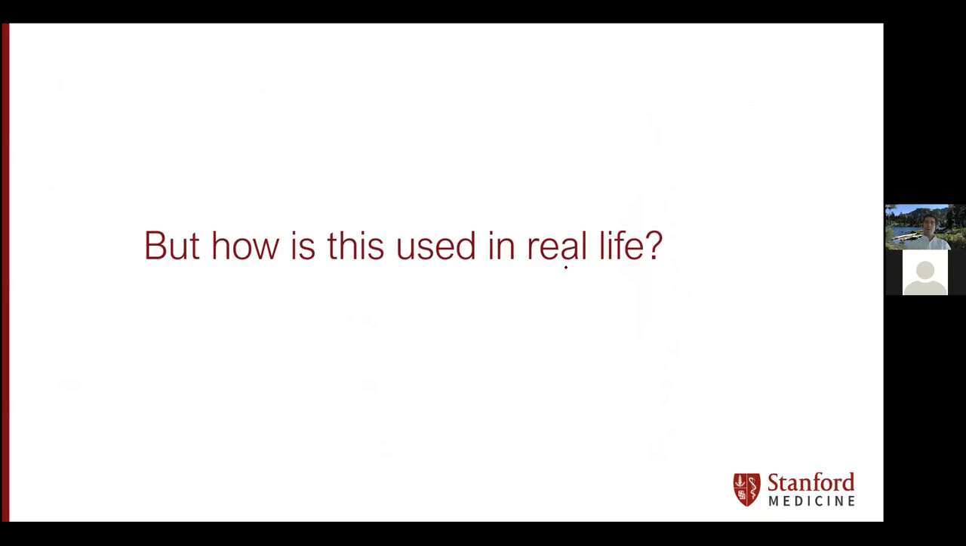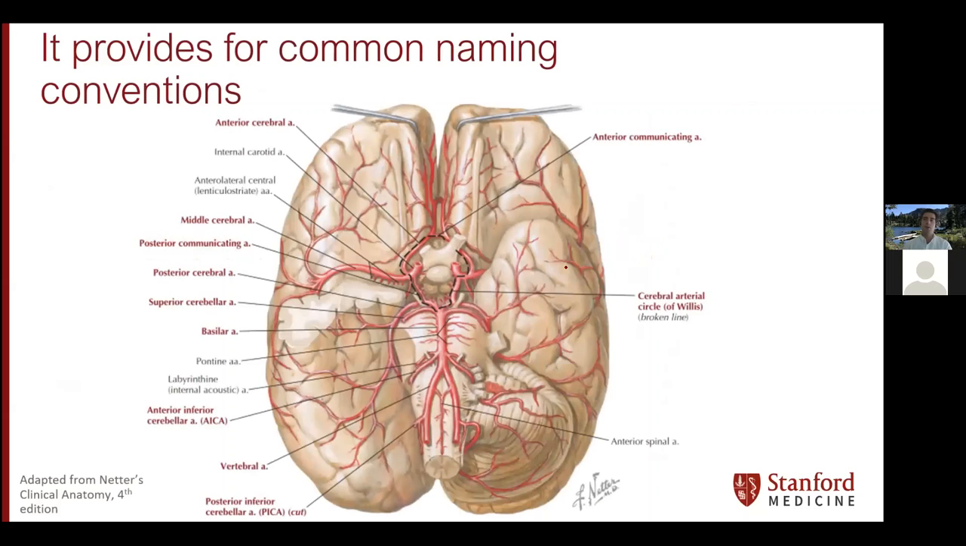But then, how is this used in real life? So I already talked a little bit about this, but it really does allow us to converse with each other as far as where things are and what we're looking at. I would say that if you know your simple anatomic positioning, you can figure out the vast majority, like 60, 70, 80% of spots of vessels and nerves, just based off that.